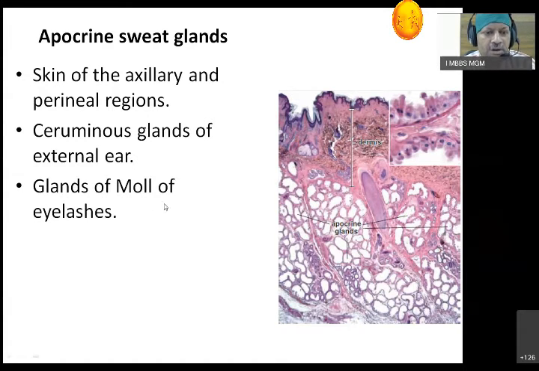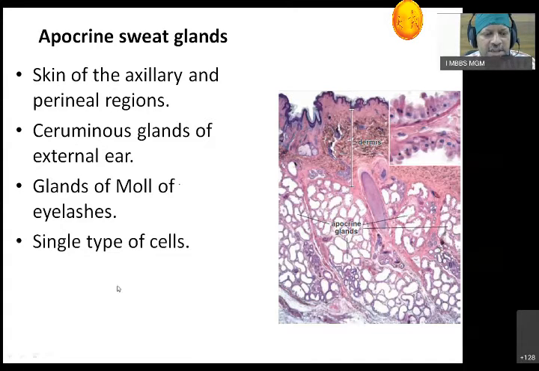Glands of Moll of the eyelashes are also modified sweat glands. So we are going to see an eyelash. There are various modifications of glands, modifications of sebaceous glands and sweat glands. The sweat gland modification in the eyelash is especially of the apocrine type, with a thicker secretion. This is the gland of Moll.